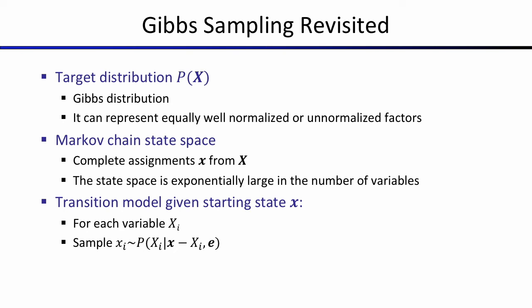So this is the summary of the Gibbs sampling. We want to get to the target distribution, that is the one specified by the Bayesian network or the Markov network. So in this case, what we do is a Markov chain with a very large state space. We can think that each complete assignment x from all the variables x is one state in this chain. So it's going to be a huge state space. It's impossible to do what we did before.